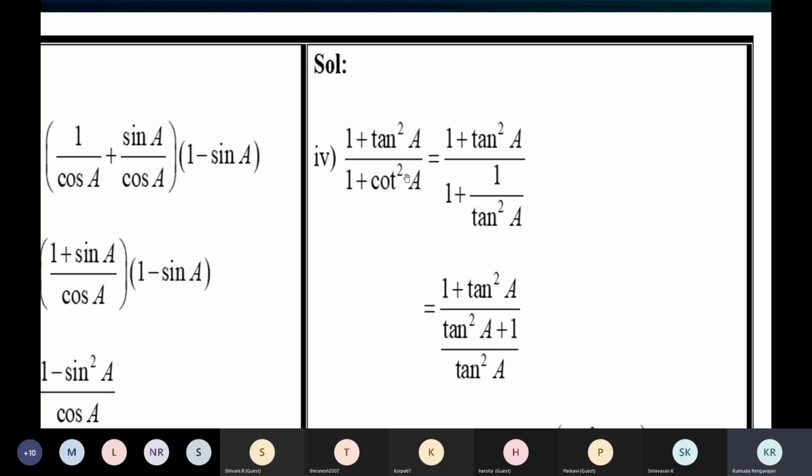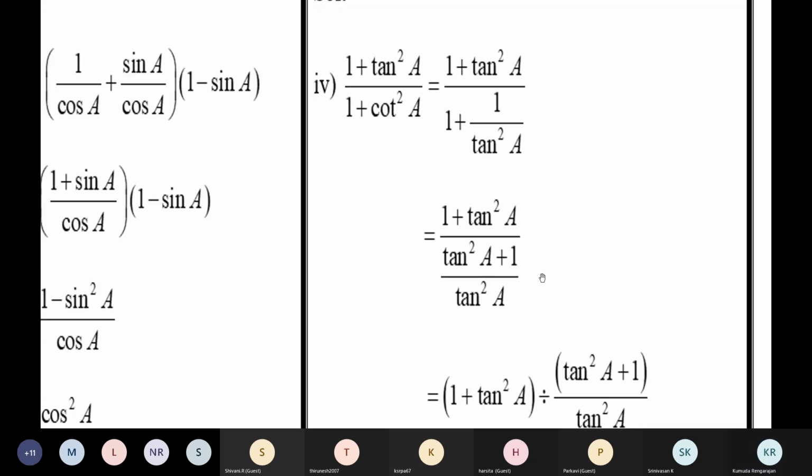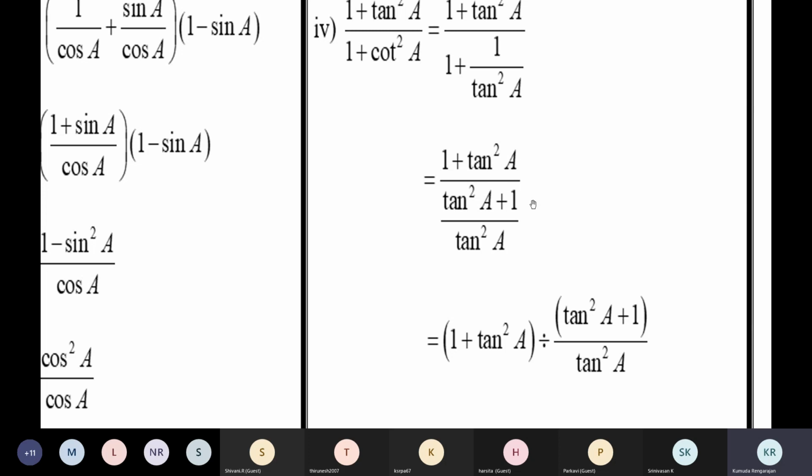The rest is the denominator. This is the numerator, 1 plus tan square A, and you can see it here, divided by this, which is the denominator. So see here, we have written numerator divided by denominator: numerator here, denominator here, division.